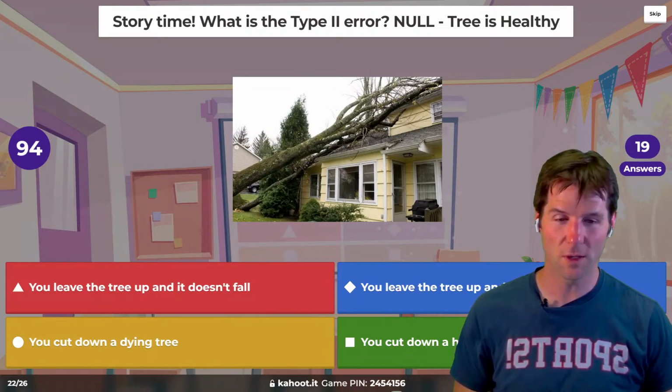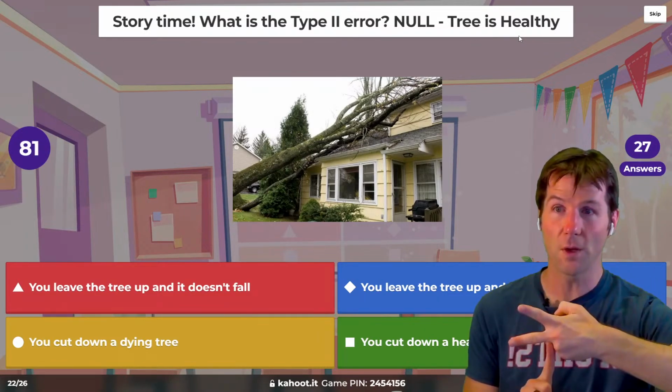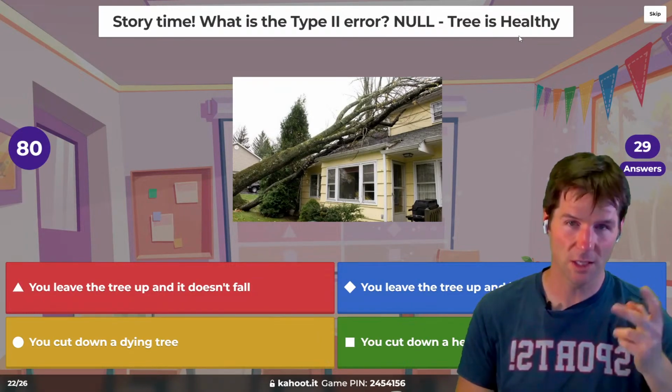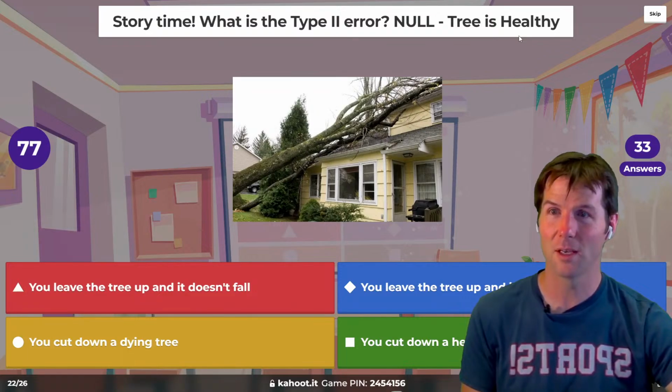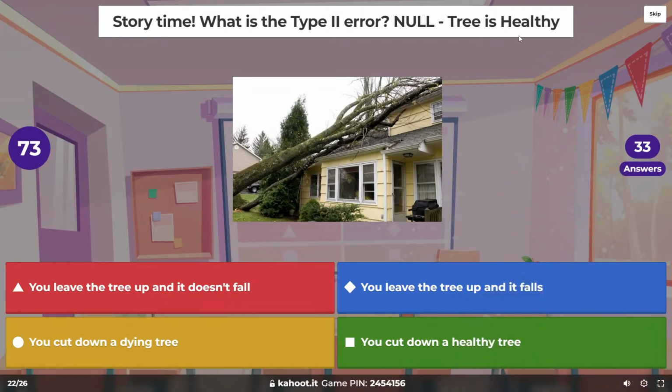So when you say the null is false, what are we saying? The null is that the tree is healthy. If you say the null is false, what are you saying? The null is that the tree is healthy. So in a type 2 error, the null is false. And we failed to reject it. Savannah said right there, the tree is not healthy. I mean, if the tree is not healthy, you should probably chop it down, right? But you fail to reject the null.